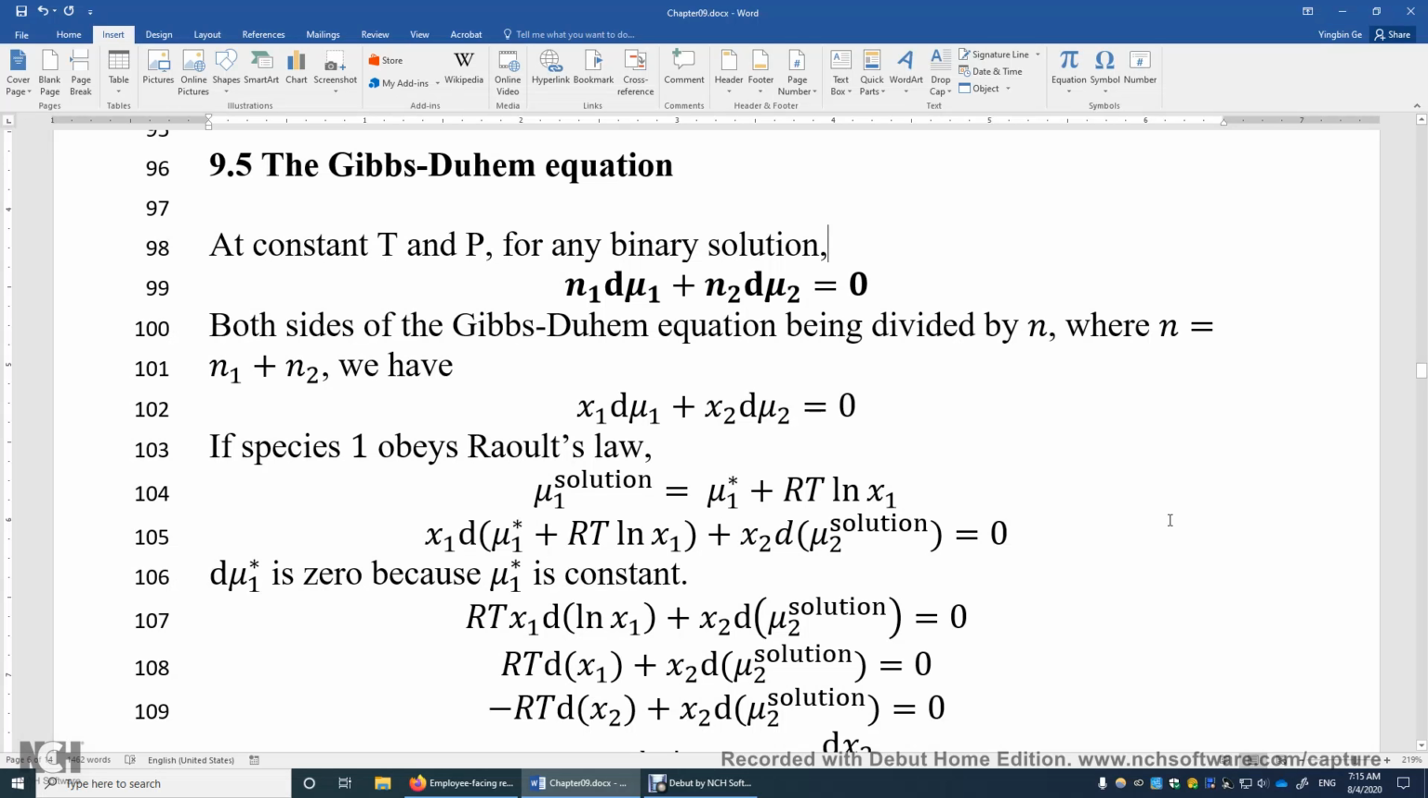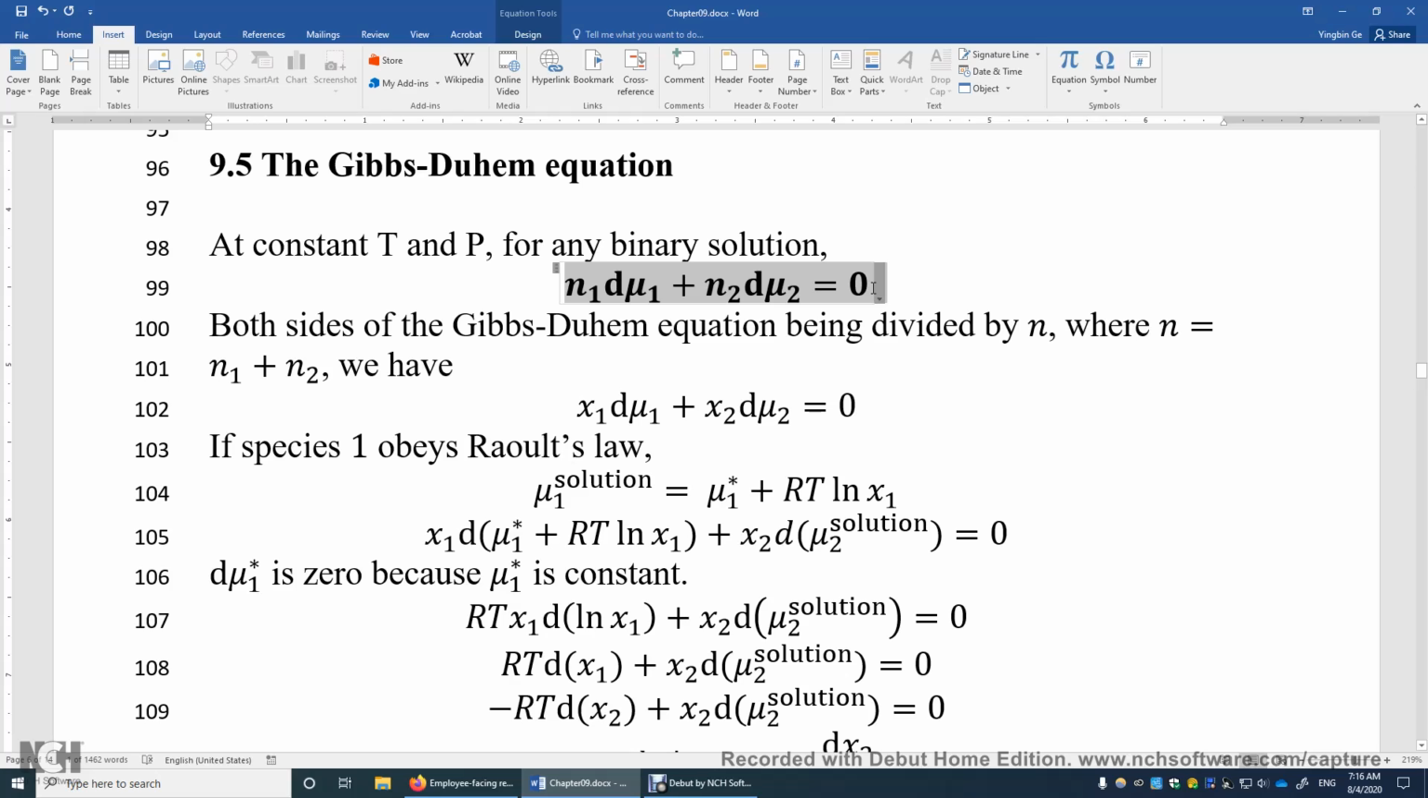Section 9.5, the Gibbs-Duhem Equation. At constant temperature and pressure for any binary solution, we have this Gibbs-Duhem equation: N1 times d mu 1 plus N2 times d mu 2 is equal to 0. This is the Gibbs-Duhem equation as long as the temperature and pressure are constant.